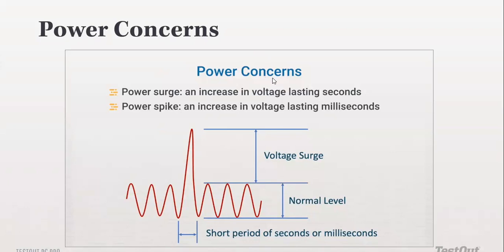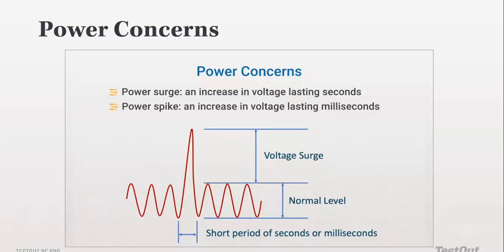First thing, what is a power surge? A power surge is an increase in voltage that lasts for seconds. Assuming our normal voltage is 10 volts, and all of a sudden it goes to 50 volts and lasts for like 10 to 15 seconds, we refer to that scenario as a power surge. Now, another scenario, where we have a normal voltage of 10. All of this is assumption, not facts.